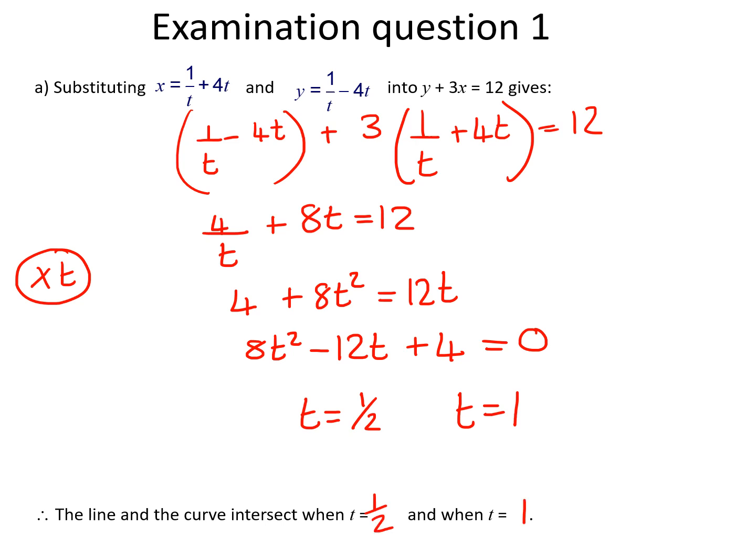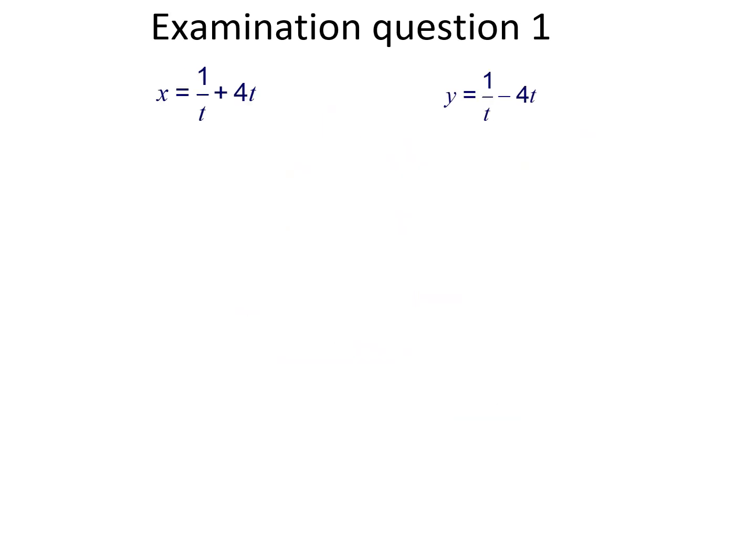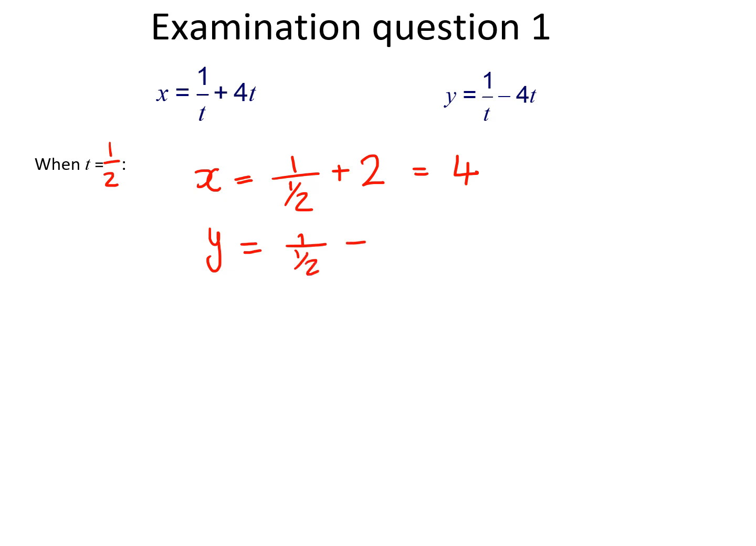So they meet when t is a half and t is 1, but we want x and y coordinates for those points. So when t is a half, x will equal 1 over a half plus 4 lots of a half, which is 2. So if you're good at your mental maths, that's 2 plus 2, that's 4. And the y will be 1 over a half minus 4 halves, which is minus 2. So that'll be 2 take 2, which is 0.